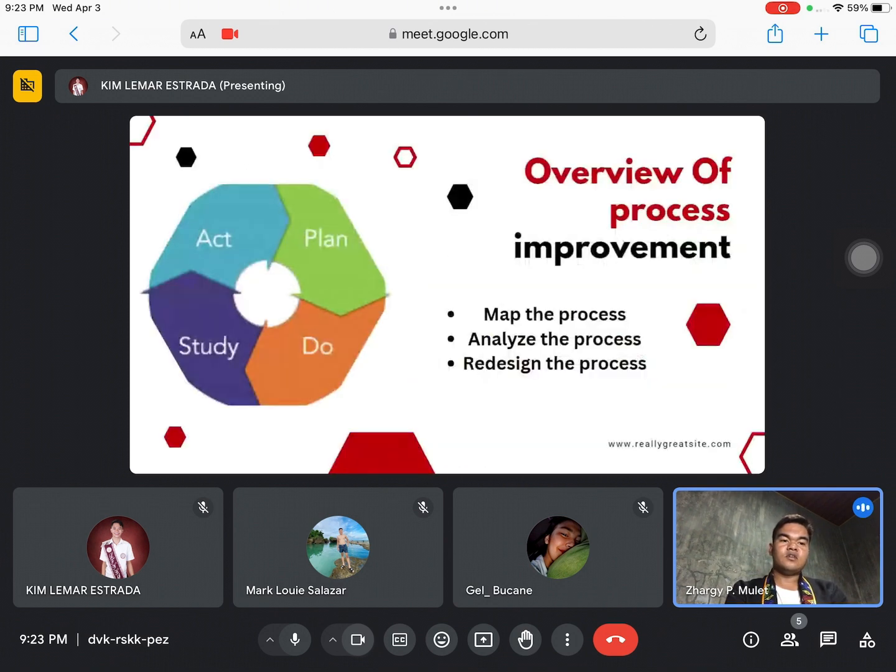Next is an overview of process improvement. Map the process, and next is analyze the process. The last one is redesign the process.